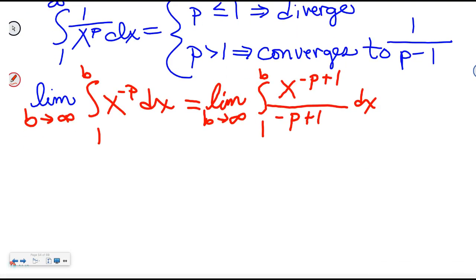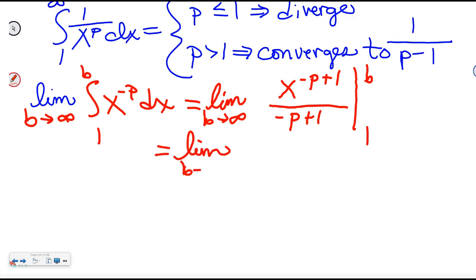Oh, yeah, thanks. What am I doing? Yes. Sorry, I did the antiderivative. I have bad notation here. Then what I'm going to do, just because I don't like negative p plus 1, I like 1 minus p. So I'm just going to do that to make it look better. I'm going to give a little facelift before I keep going here.